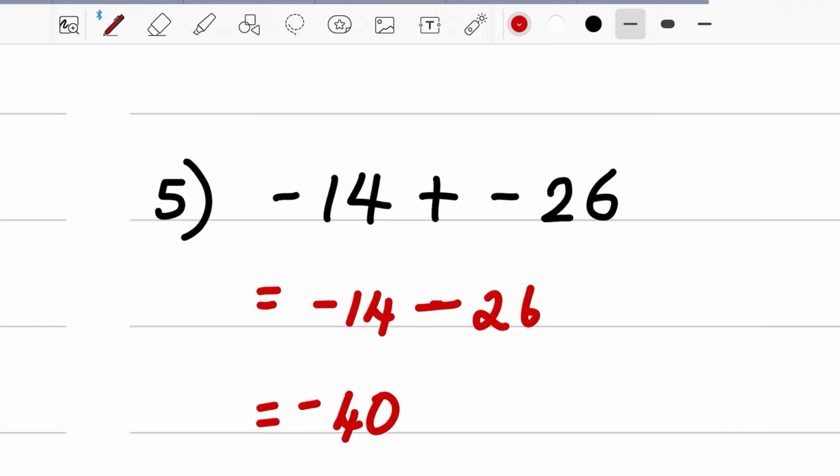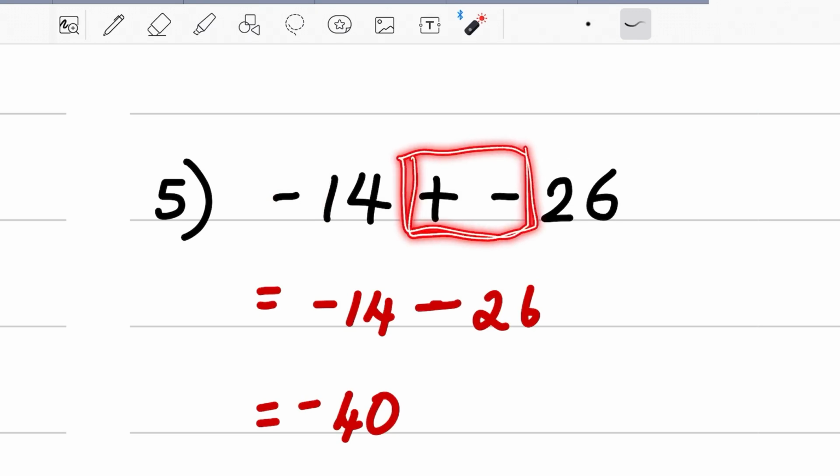So same rules from before, and we're not too concerned with the sign of this number here. We are concerned with the signs that are directly next to each other.